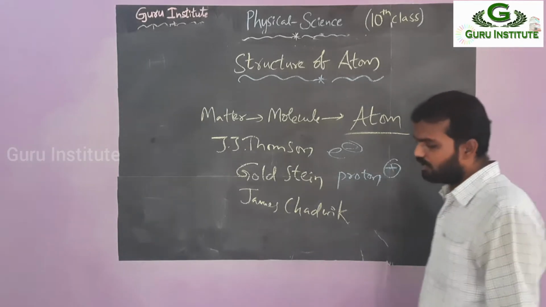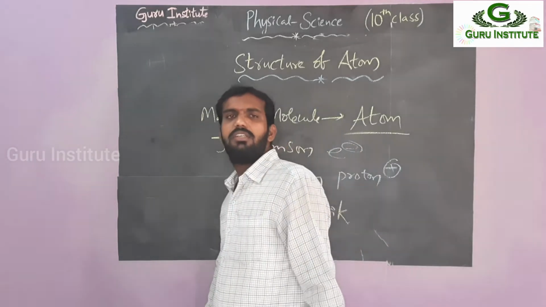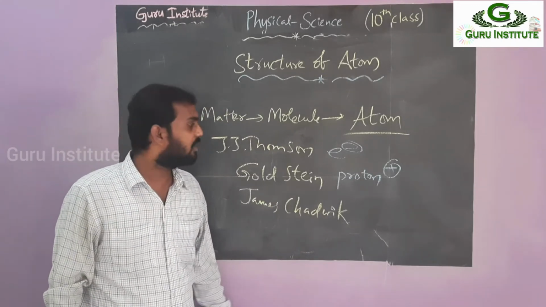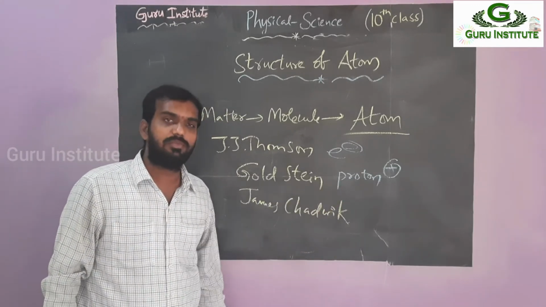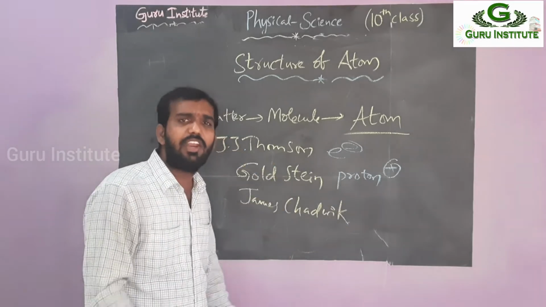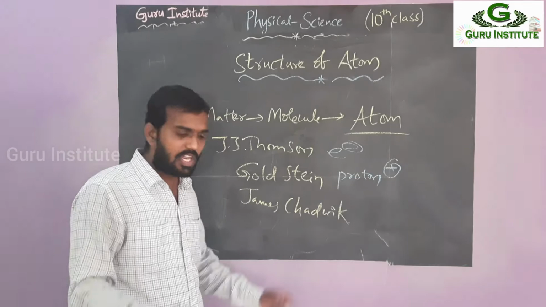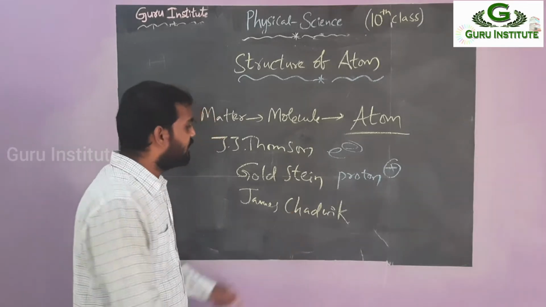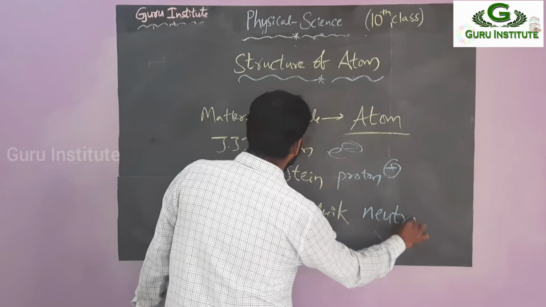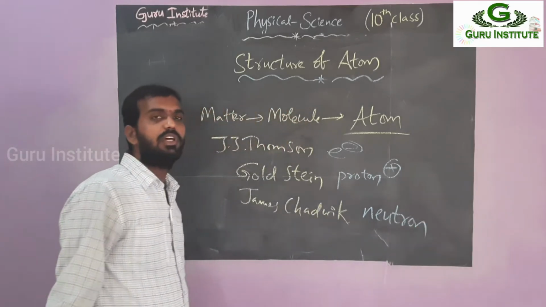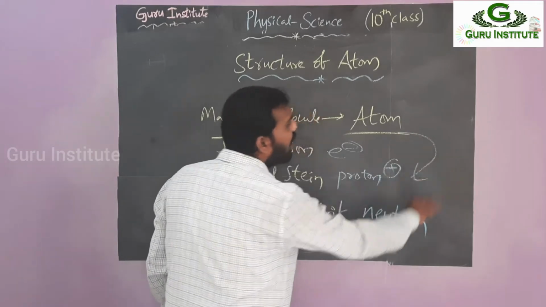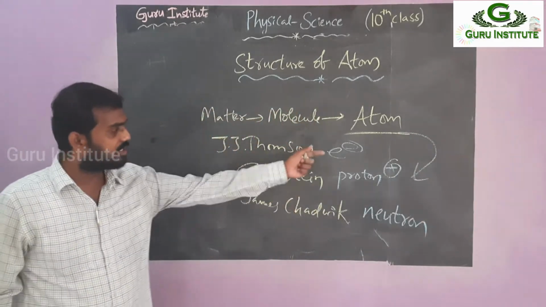Then after many years, Chadwick came, did experiments, and found that along with the protons, some other particles are there. They are not responding to anything. They are neutrally charged, and he gave the name neutron. So this is about the electron, proton, and neutron. That means they are present in the atom. Right? The atom has subatomic particles.